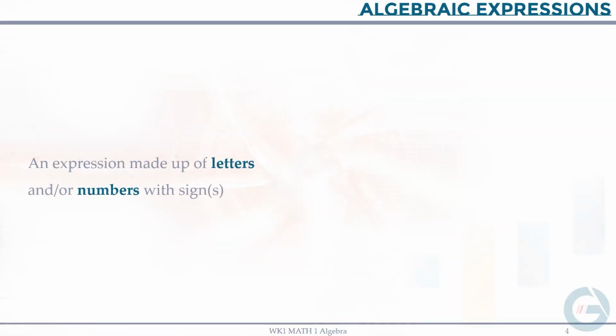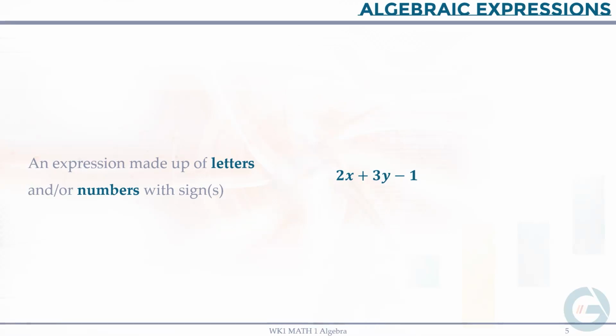So this is simply an expression made up of letters and/or numbers with signs. So this is an example of an algebraic expression. So we have 2x plus 3y minus 1. If, for example, we add, let's say, equals 15, this is not an expression anymore. This is called an algebraic equation. So from the root word equal, we have an equal sign, that's an equation. But without that equal sign, let's say we have 2x plus 3y minus 1, this is only called an expression.